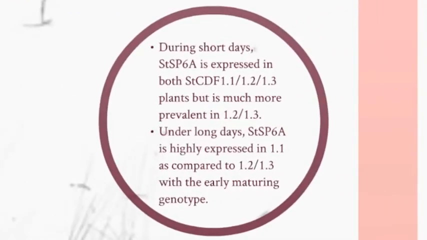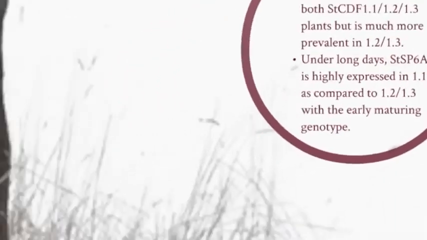During short days, STSP6A is expressed in both STCDF1.1, STCDF1.2, and STCDF1.3 plants, but is much more prevalent in STCDF1.2 and STCDF1.3. Under long days, STSP6A is highly expressed in 1.1 as compared to 1.2 and 1.3, with the early maturing genotype.